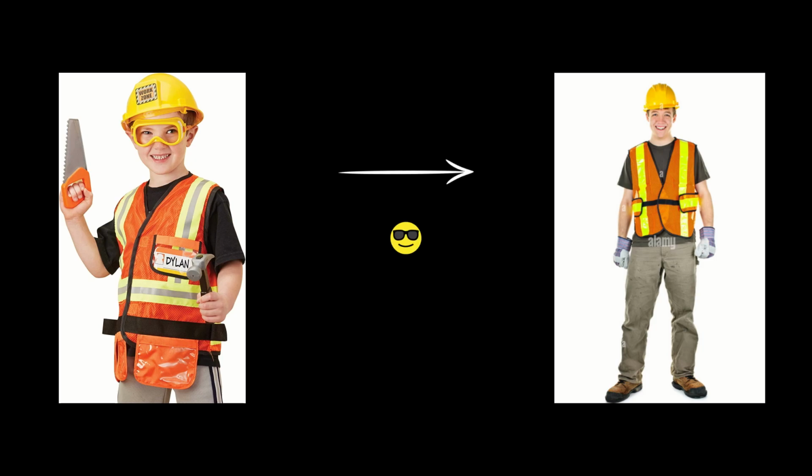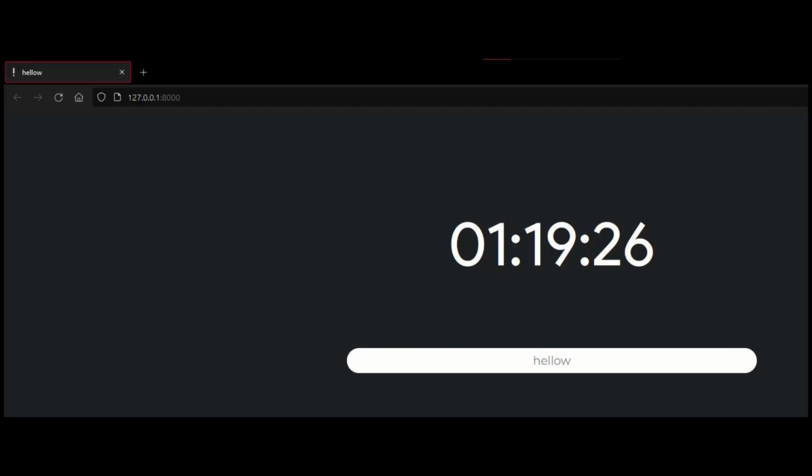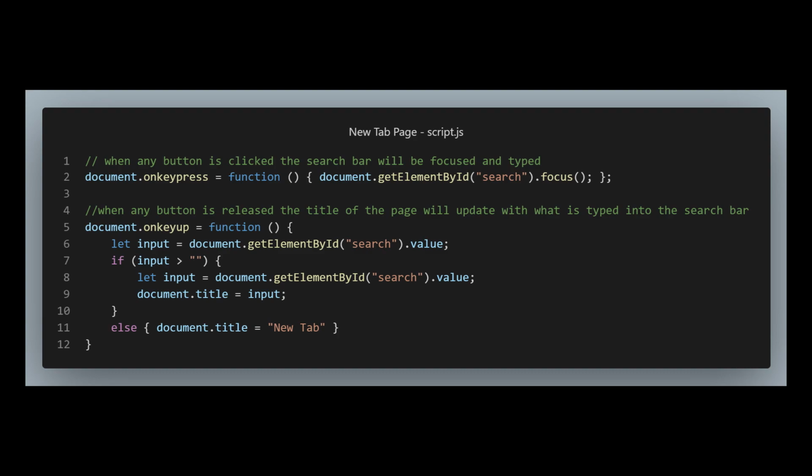So, as I said earlier, I would get onto the extra stuff I added. I'll do some rapid fire right now and tell you things that happened, why they failed, and how I fixed them, because I never give up. I wanted the meta page title to update with the text inside the search bar, so I wrote this function to query the text from the search bar on each key press up.